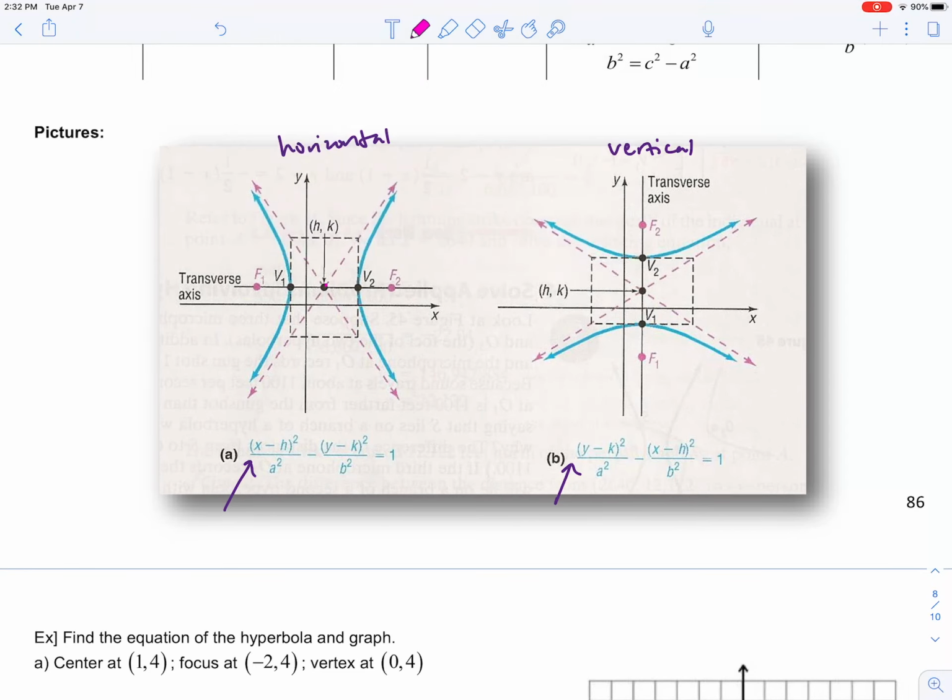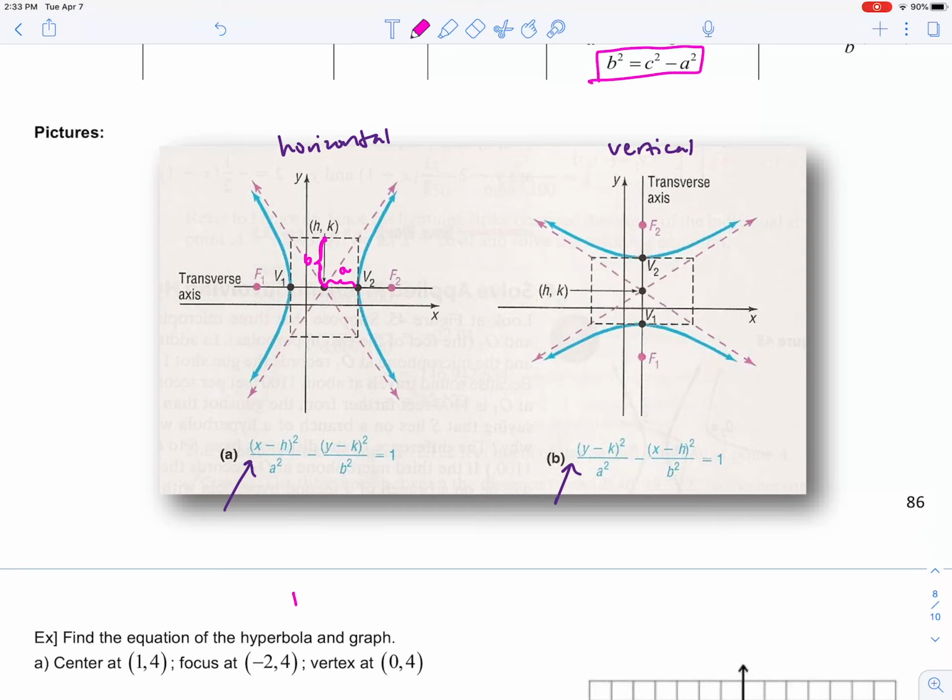And we also have these a's and these b's. So the a will be the distance from the center to a vertex, and the b value will be the distance from the center to, you can see kind of this rectangle pictured. This rectangle will be a useful guide for us to help us to graph the asymptotes more quickly.